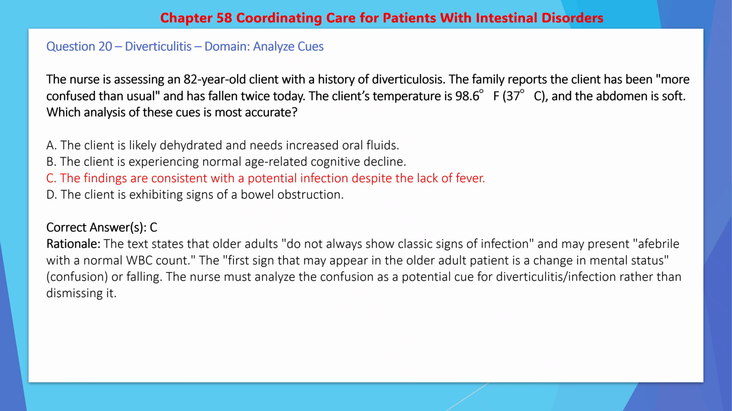So the text states that older adults do not always show classic signs of infection and may present afebrile with a normal white blood cell count. The first signs that may appear in the older adult patient is a change in mental status, confusion in this case, or falling. The nurse must analyze the confusion as a potential cue for diverticulitis infection rather than dismissing it.